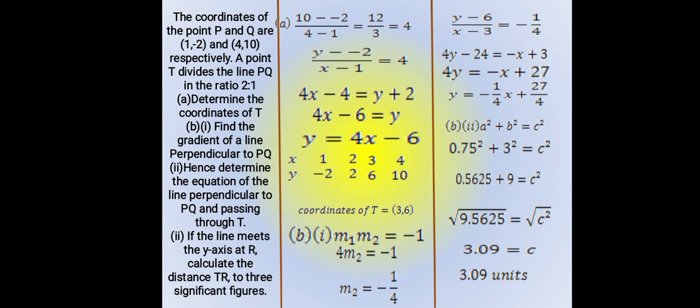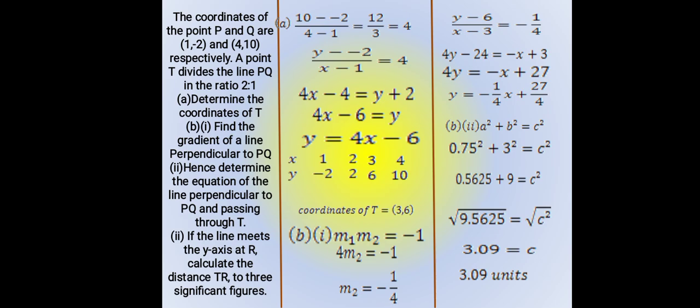B1. Find the gradient of a line perpendicular to PQ. B2. Hence, determine the equation of the line perpendicular to PQ and passing through T. And then B3, if the line meets the y-axis at R, calculate the distance TR to 3 significant figures.